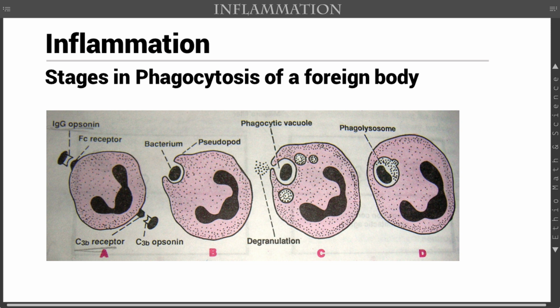Inside, killing happens by two broad strategies: oxygen-dependent mechanisms driven by the NADPH oxidase respiratory burst, leading to superoxide, hydrogen peroxide, and via myeloperoxidase, hypochlorous acid, and oxygen-independent mechanisms using granule proteases, defensins, and lysozyme. Finally, debris is degraded and either expelled or presented as antigen. Each step is tightly regulated yet leaky enough that the same tools can spill outward, a theme we'll revisit.